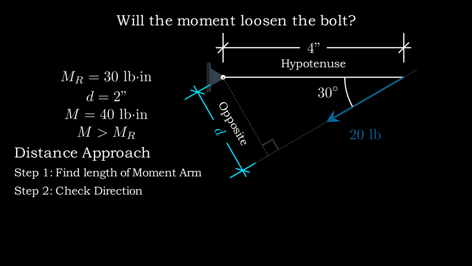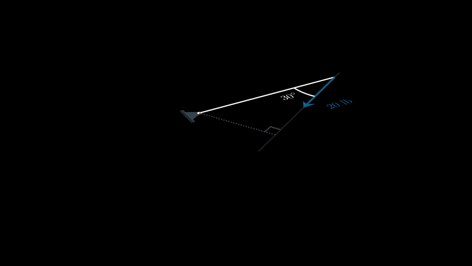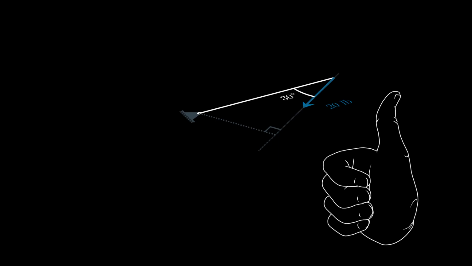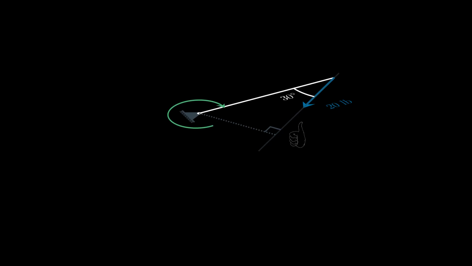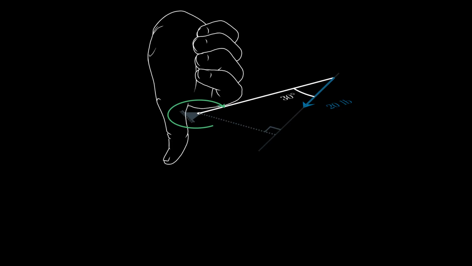Remember the right-hand rule that we discussed earlier? Bolts follow that convention too. If you curl the fingers of your right hand in the direction the bolt would turn, your thumb will point in the direction the bolt will move. Pulling on the wrench this way would make the bolt rotate clockwise. Using the right-hand rule, your thumb ends up pointing into the screen, away from you. This means that the bolt will actually get tighter instead of loosening.